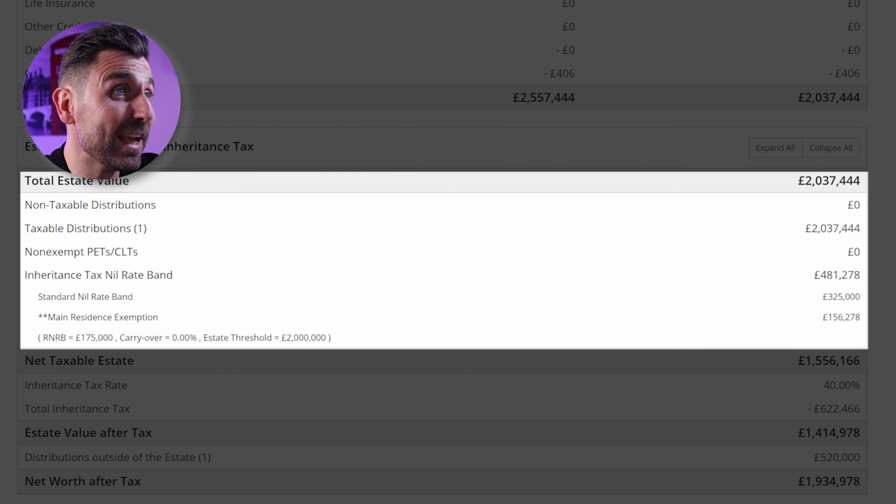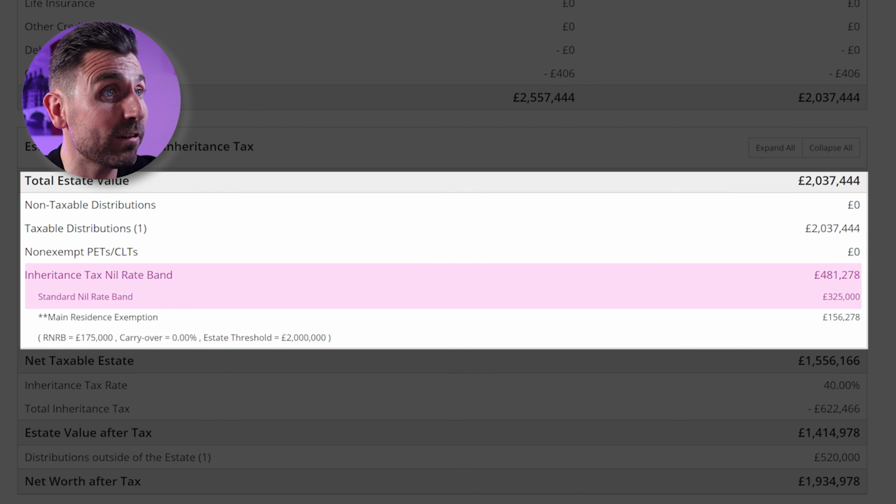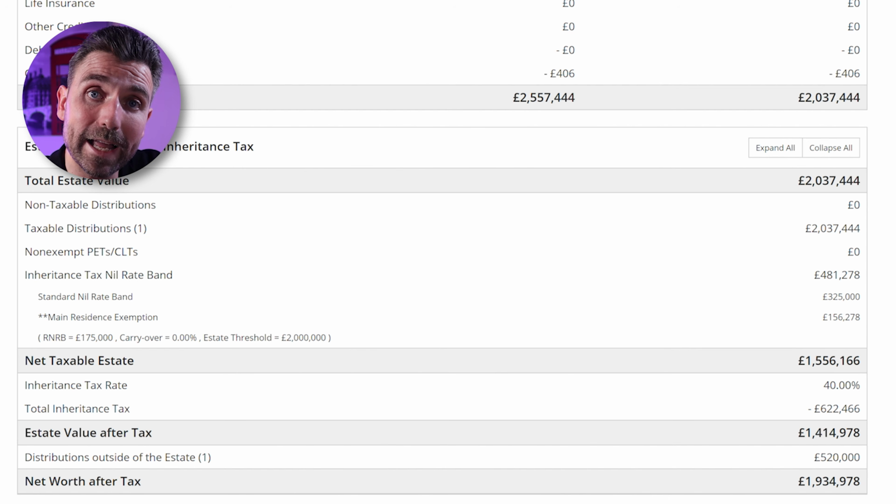So we can see that his estate is worth £2,037,444, and his inheritance tax nil rate band is £481,278, including his standard nil rate band and his main residence exemption, which is an allowance that's offset against the value of a main residence upon death. So these are the allowances that are taken off the value of his assets before tax is calculated.